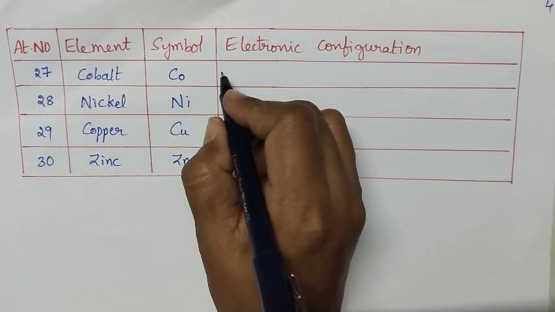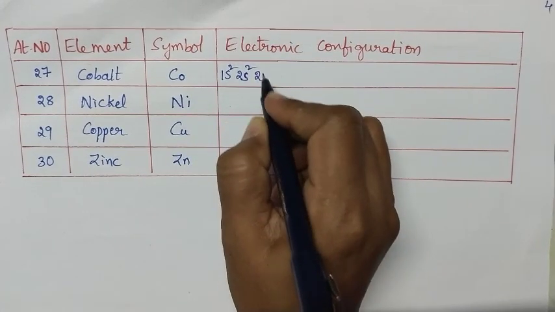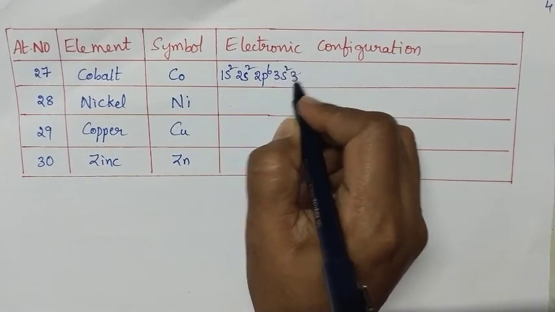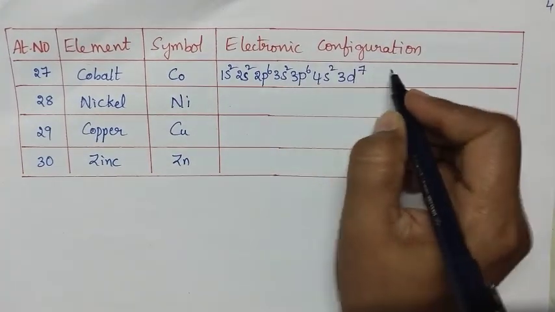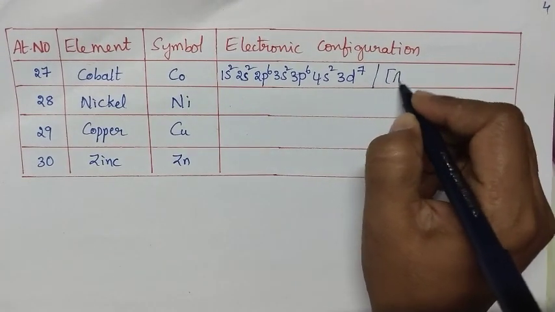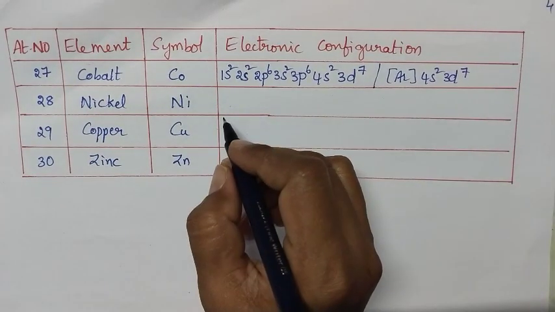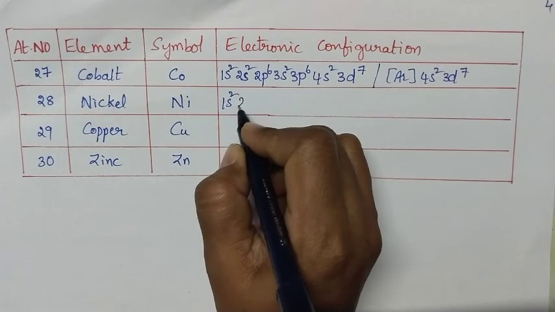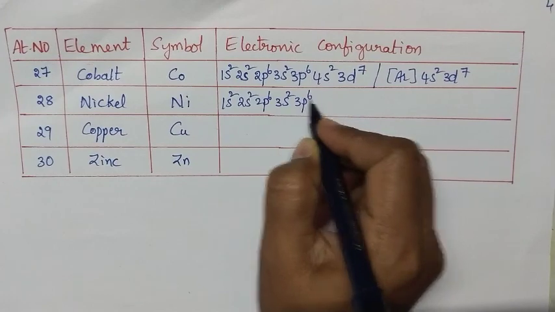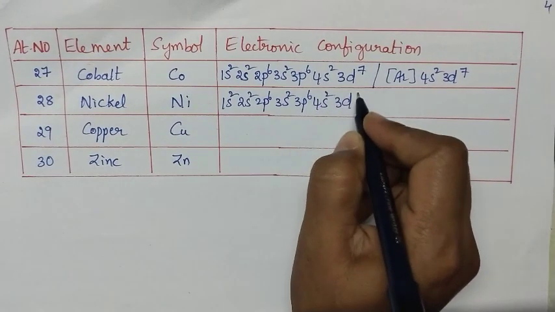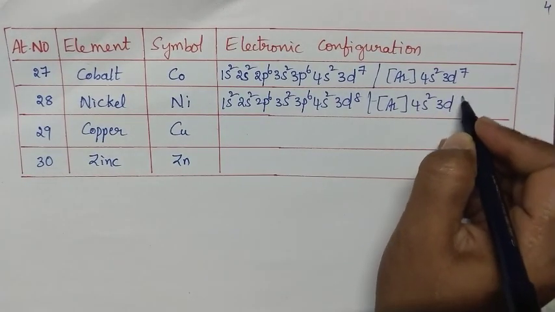So coming to the cobalt configuration, it is 1s2, 2s2, 2p6, 3s2, 3p6, 4s2 and 3d7. It can also be represented as argon 4s2, 3d7. And coming to the nickel, its configuration is 1s2, 2s2, 2p6, 3s2, 3p6, 4s2, 3d8. And it can also be represented as argon 4s2, 3d8.